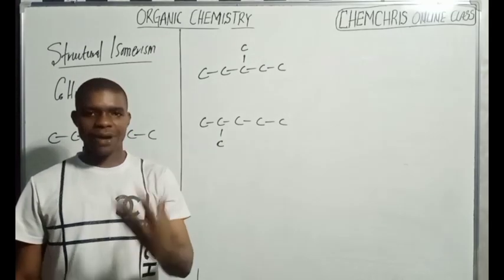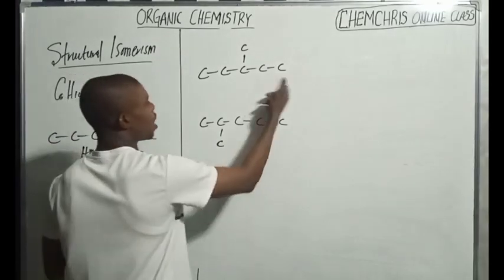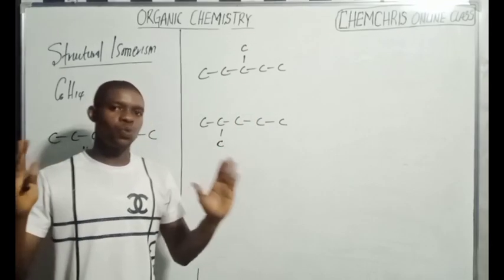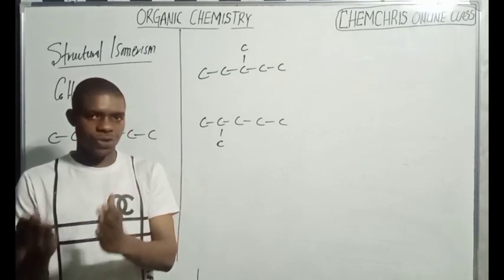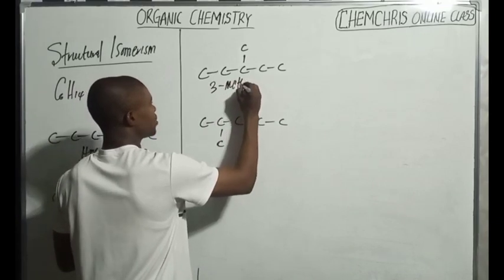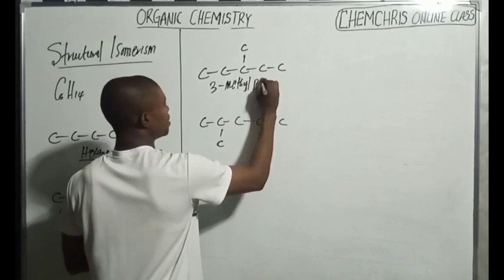The carbon atom that carries the branch must have the lowest possible number. So, here, if I start from here, 1, 2, 3, 1, 2, 3. Irrespective of where you start from, the carbon atom that carries the methyl group is carbon 3. So it's going to be 3-methyl what? 3-methyl pentane, right?